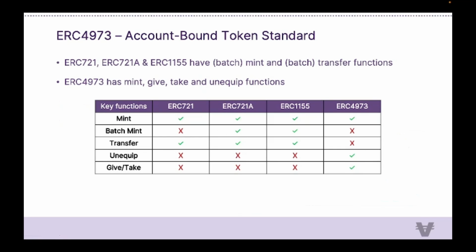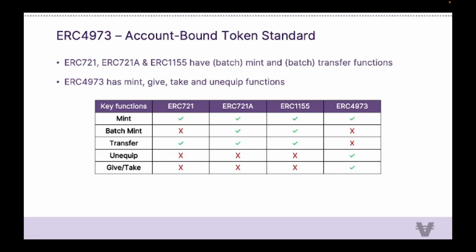So what are the differences between the current NFT and SFT standards compared to the ERC 4973 standard? So ERC 721, 721A, and 1155, they, of course, are mostly for NFTs and SFTs, but they all four have a mint function. Then only 721A and 1155, as already discussed before, have the batch mint. They can all transfer except for the ERC 4973.